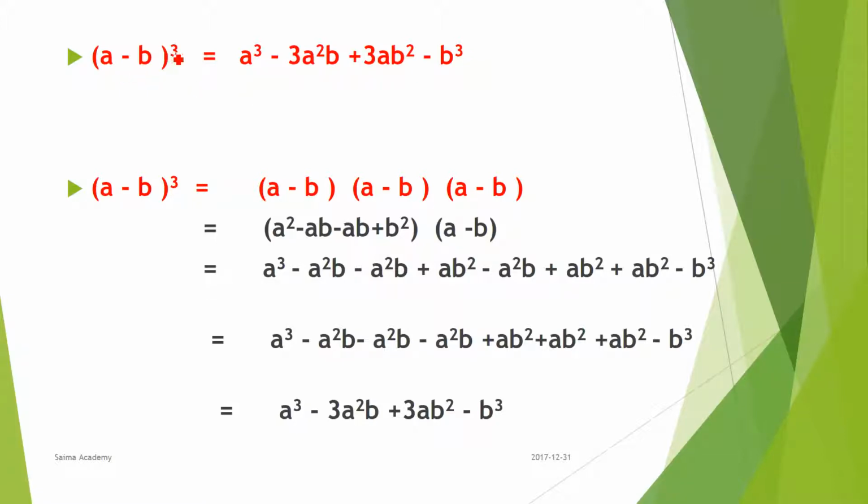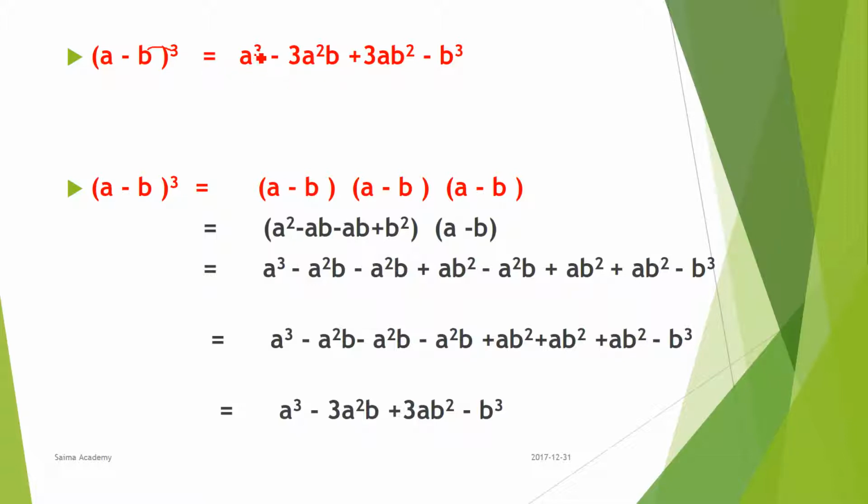(a - b)³. My focus is on the word cube. Cube means that this cube does not belong to only a. Whatever is inside the parenthesis, so inside the parenthesis we have a minus b. So this cube belongs to both, (a - b)³. How to expand this formula?